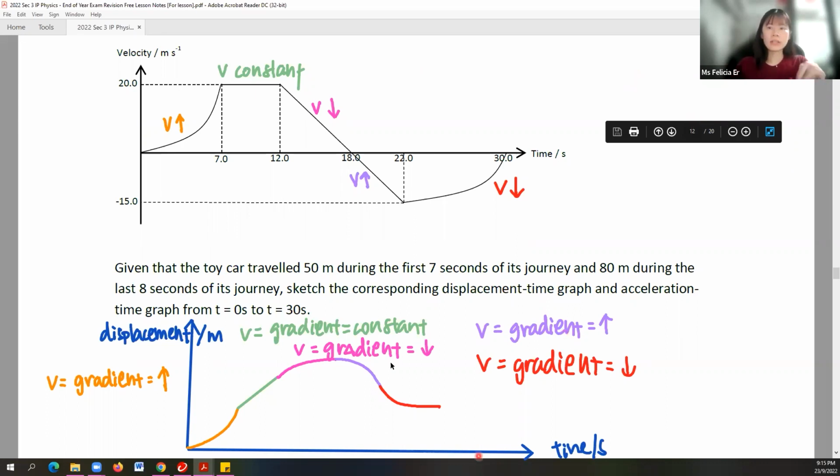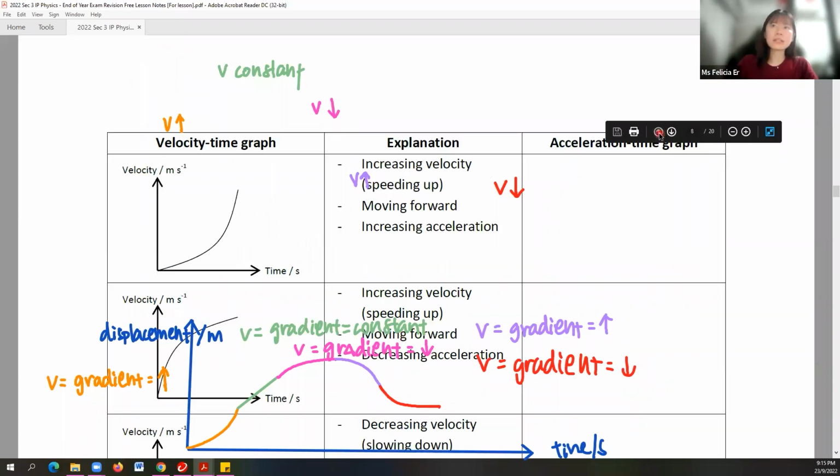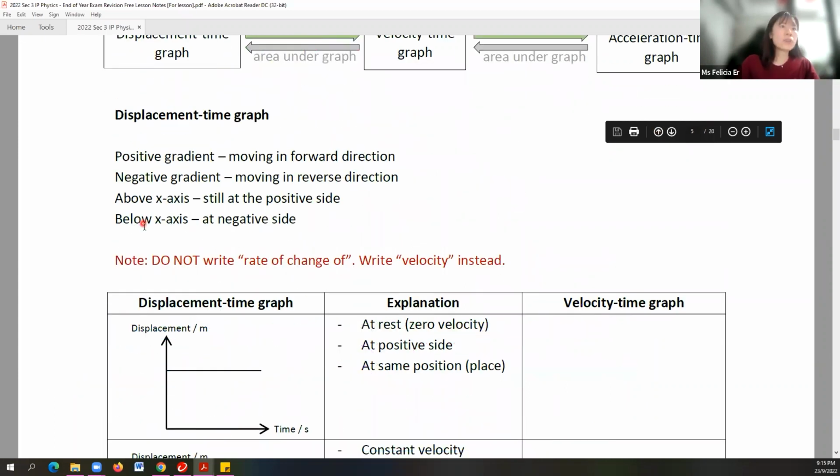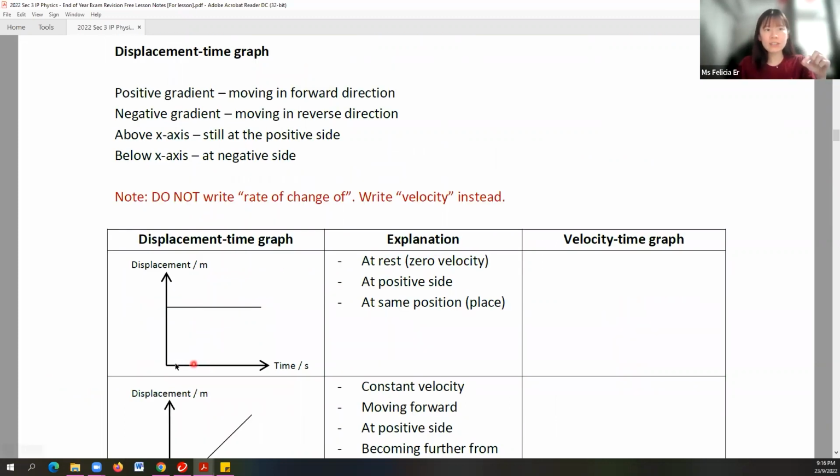Okay, moving on. If your graph cuts through the x-axis, that means you have reached the start point already. And if you overshoot and go underneath, that means you are before the start point. Because if you refer back to my notes, the legend again, once you are below the x-axis, that means you are on the negative side. That means you are even in front of the start point, at an earlier stage before the start point. So once you touch 0 displacement, that means you reach the start point. So Zaria, can you understand?